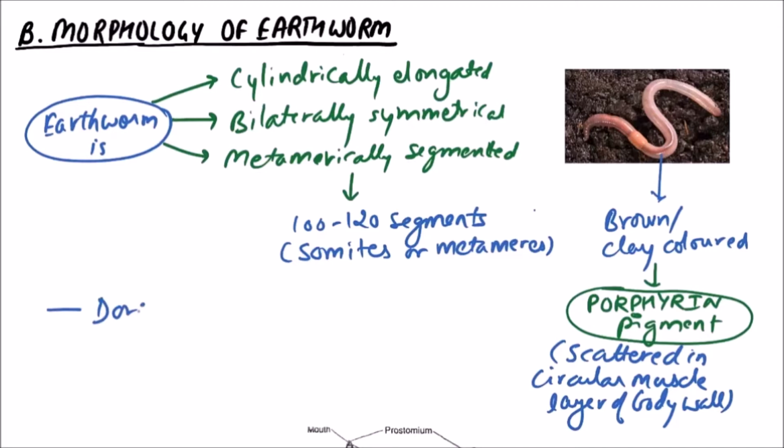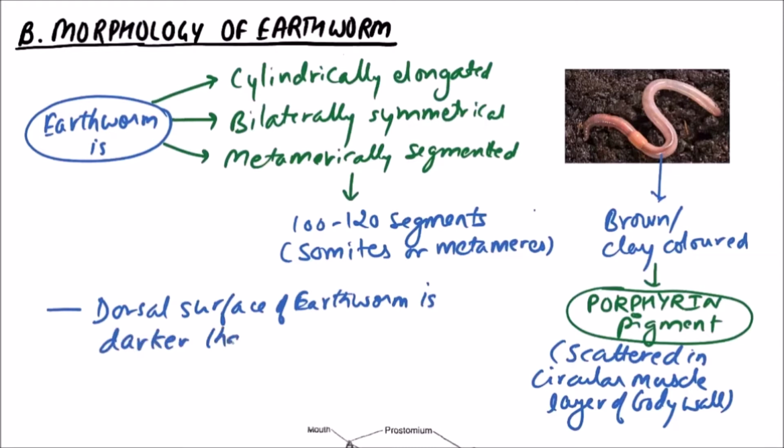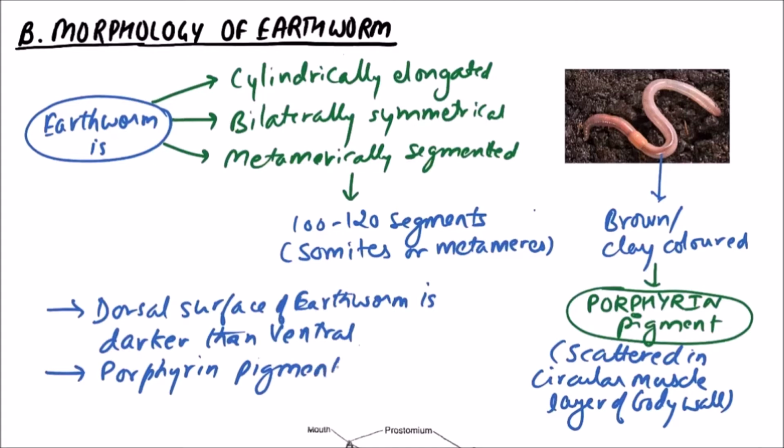The dorsal surface of earthworm is darker than ventral. This porphyrin pigment protects the earthworm from bright light.